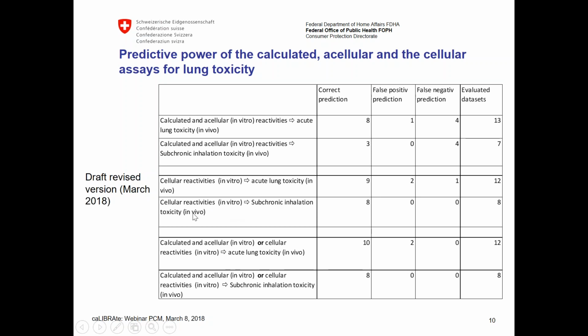But the prediction for the subchronic inhalation toxicity is quite good. That's 8 out of 8 correct. And if you combine those two assays, the calculated and acellular with the cellular assays, combined with an OR, then you get the best prediction. So it's 8 of 12 correct for the acute lung toxicity and no false negatives. And for the subchronic inhalation toxicity, it's 8 out of 8.